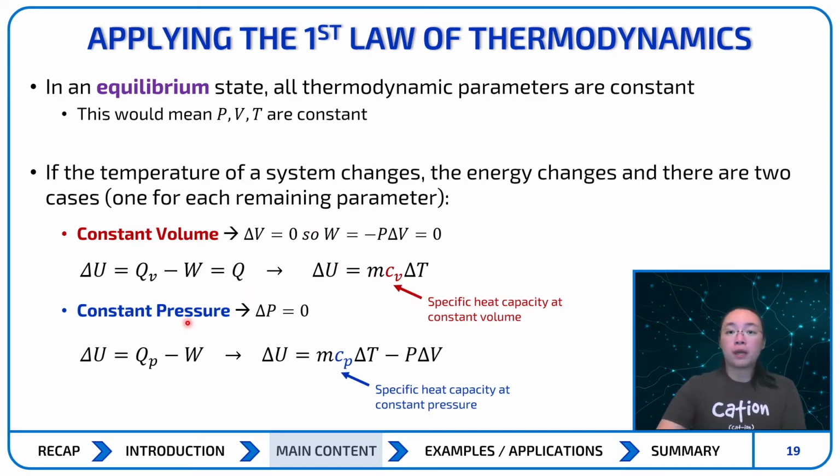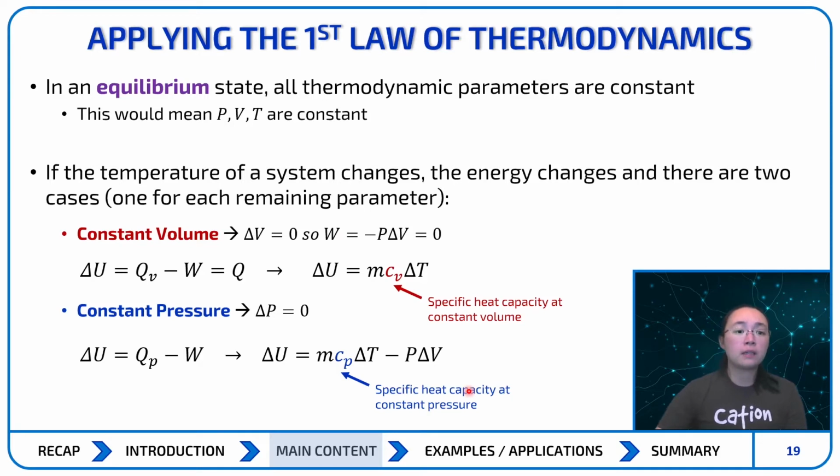Now, what happens when you have constant pressure? That means delta P is equal to 0. But taking a look at this equation, delta U equals QP minus W, where QP is equal to m Cp delta T, and W is equal to P delta V. There really is no delta P that we can look at, but there still is a changing volume. So that means we have delta U equals m Cp delta T minus P delta V. And that Cp represents specific heat capacity at constant pressure.